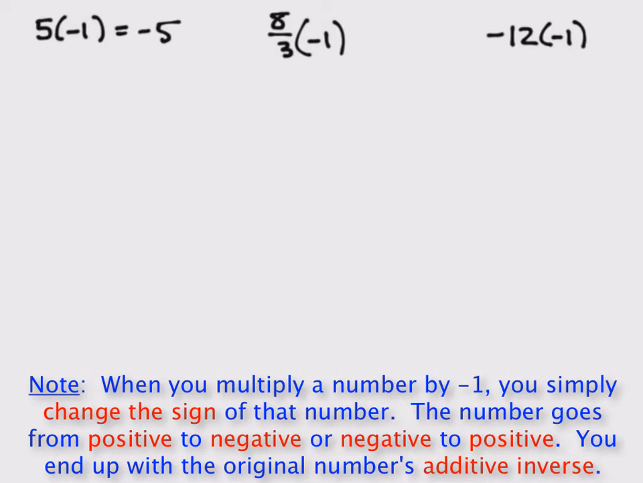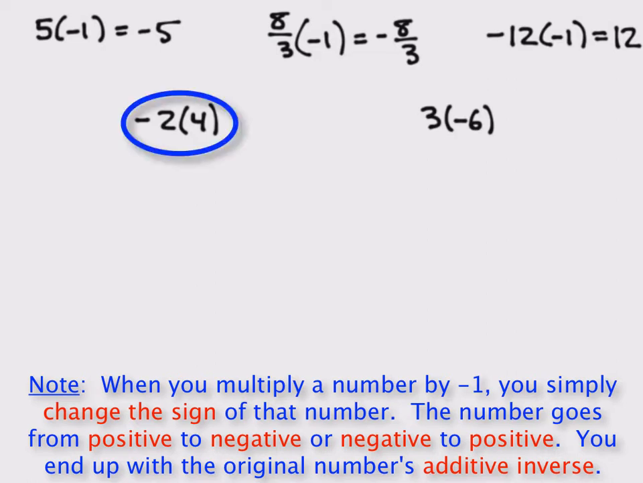If we multiply a fraction or a decimal, it behaves in exactly the same way. 8/3 times -1 will give the additive inverse of 8/3, namely -8/3. And if we multiply -12 by -1, we'll get the additive inverse of -12, namely +12. With that in mind, now let's talk about multiplying by negative numbers. For example, negative 2 times 4, or 3 times negative 6.